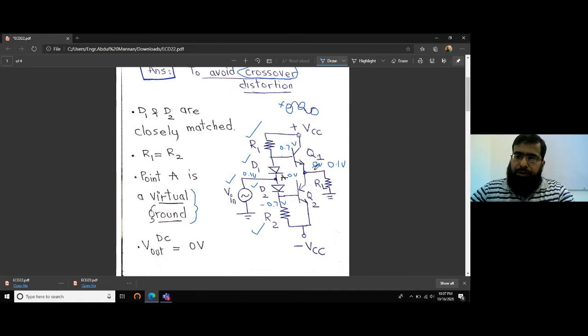It's not directly connected to ground, but its potential is exactly equal to the potential of the ground. Why? Because this voltage is DC 0 volts. This voltage is 0 plus 0.7, and since this is the voltage of the anode of diode D1, the cathode will be 0.7 lower, so that would be 0. So it is 0, but it's not actually connected to ground. That is why it's not an actual ground, it's a virtual ground, a fake ground.